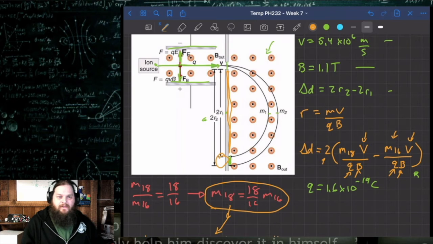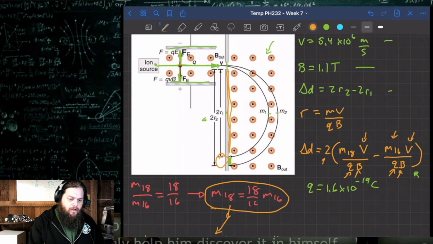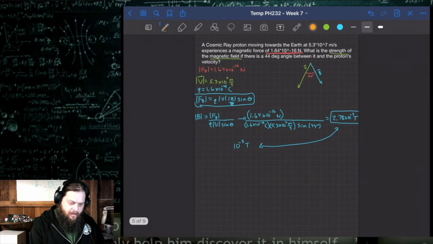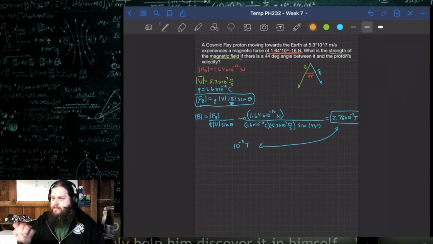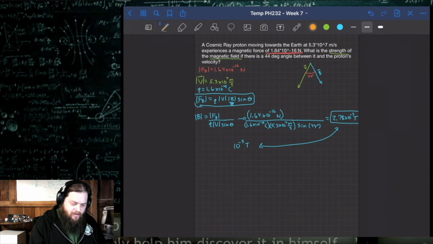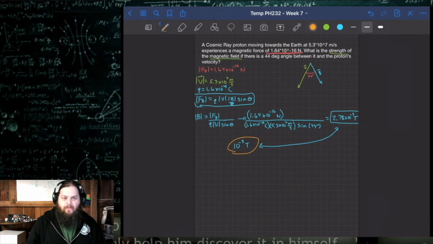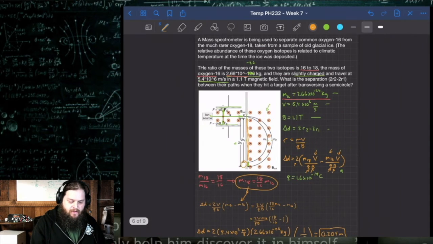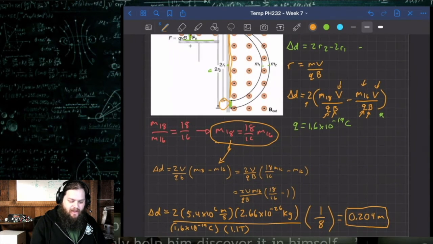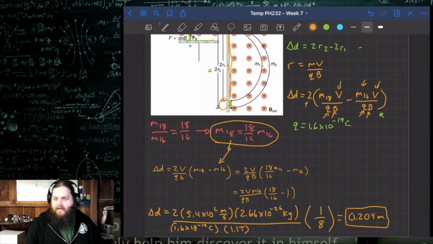1.1 Tesla is a pretty strong magnetic field. Remember previously we said Earth's magnetic field, which is what drives all the compasses on the planet, is only 10 to the power of negative 5 Tesla. So we're at 1.1 Tesla. So it takes a lot of energy to create that big of a magnetic field.